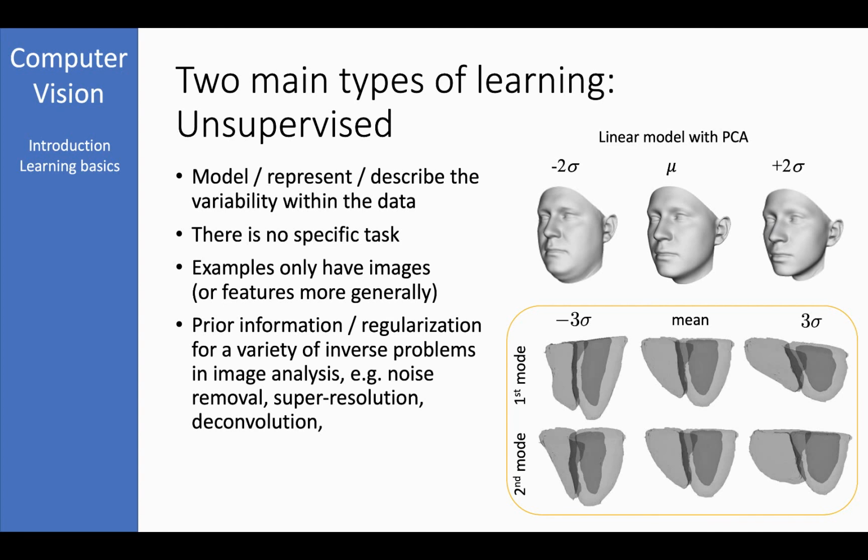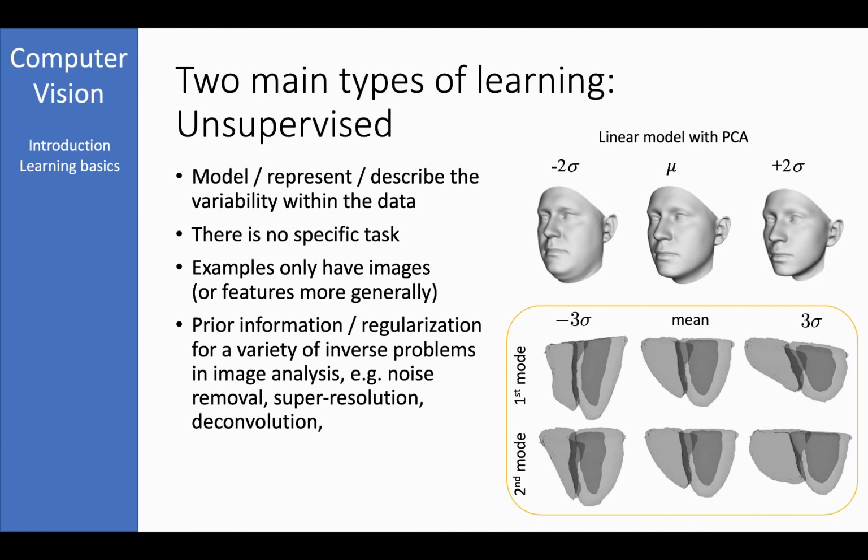The second type of learning is what's called unsupervised learning. And here we don't really have a task at hand. Instead, we have lots of data, and we want to model, represent, or describe the variability within the data. We've already seen this with the PCA model, remember? We wanted to understand, for example, what are the first modes of variation in the shapes of human faces in 3D. The goal really was to explain the variability, or to basically represent the distribution of the data sets. So as I said, there is no specific task. We show the algorithm examples, but this time examples only have images. They don't really have any labels. So it's only the features that we show.